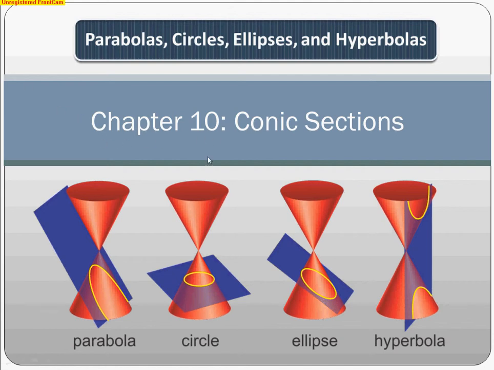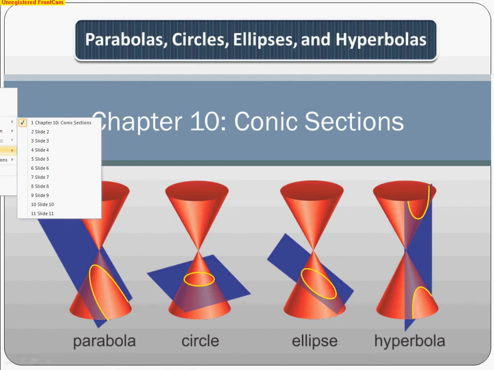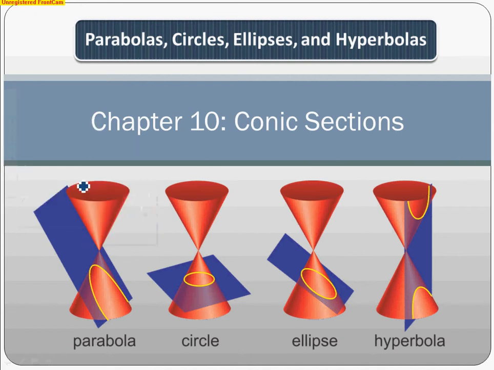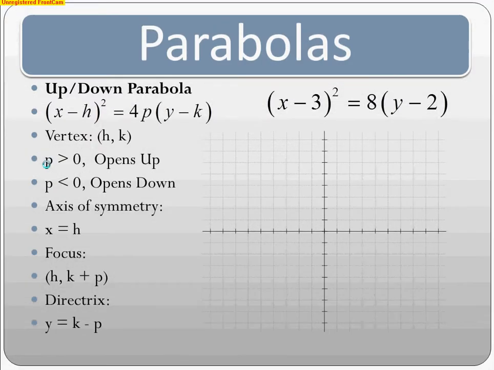And as you can see here, if you take a cone and you slice it a certain way, you can get different shapes. So in this part one, we're going to deal with parabolas and how we can use what's called HK form, go over the different properties that go with it, and how we can graph parabolas simply using this form. So let's take a look.